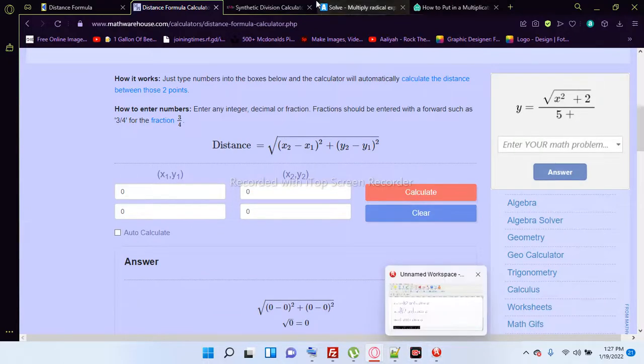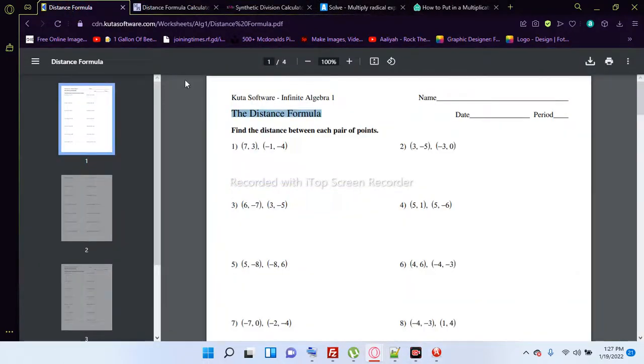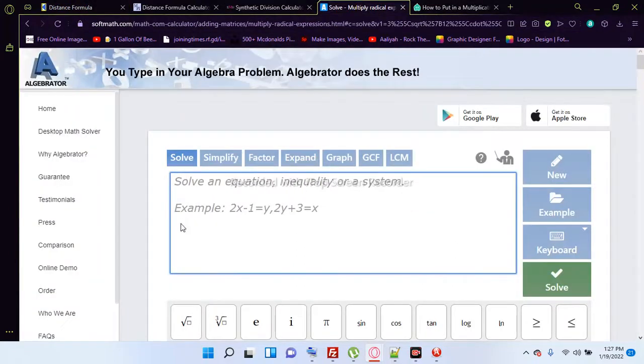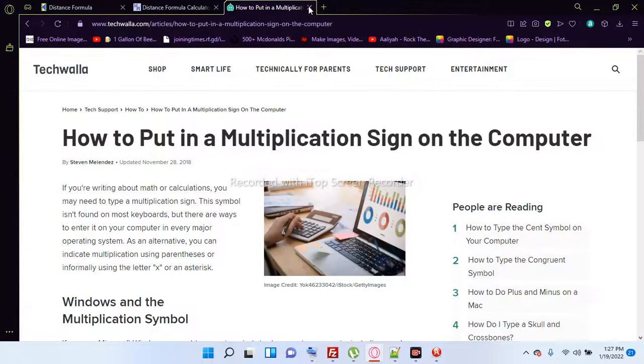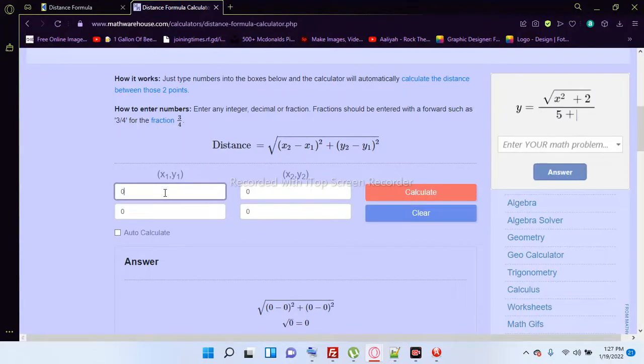Alright. Now you go right back to that page. You say 7, 3, and a negative 1, negative 4. Okay, so you go right there. Bam. Get away from that. So you go 7, 3, negative something. Okay, so you go back. Backspace. 7, 3.